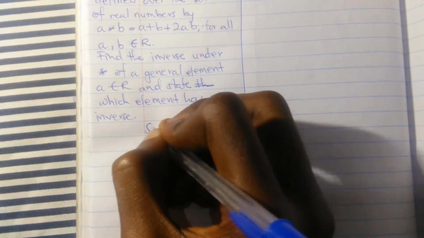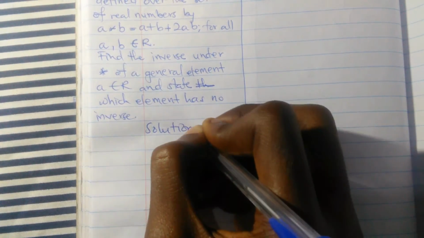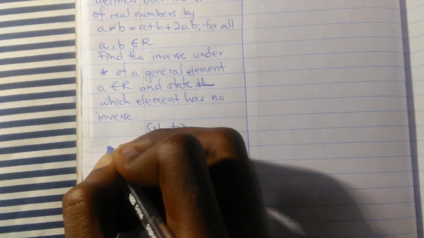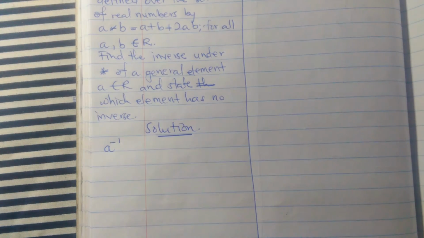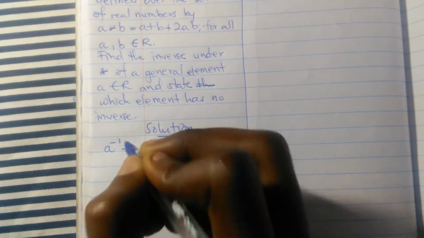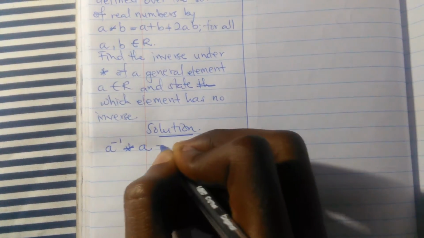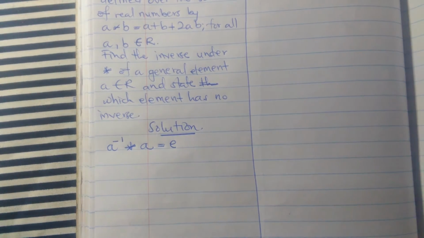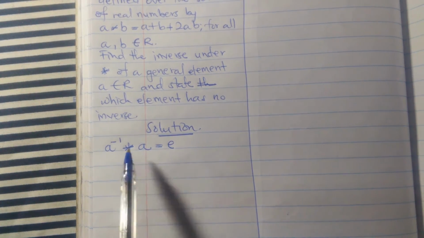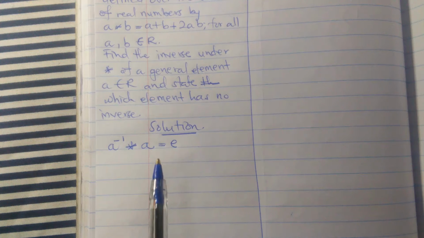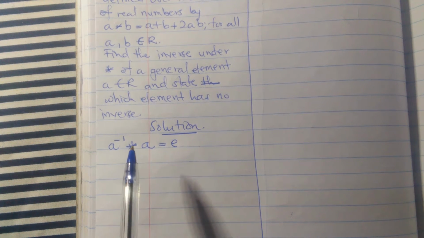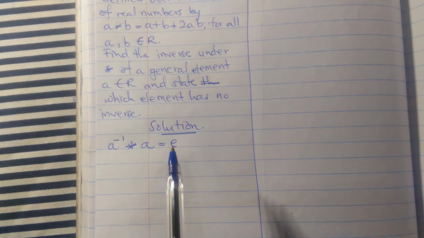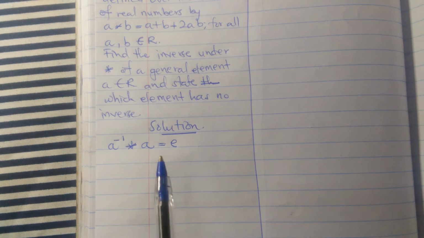So now, the solution. For the inverse element, the inverse of A, star the general element A itself, should give us the identity element E. This is the rule for the inverse element: the inverse of the general element A, starred with A, should give us the identity element E. So now let's solve for the identity element E.